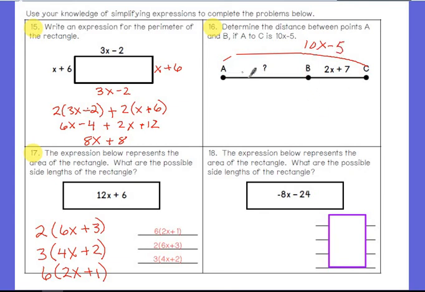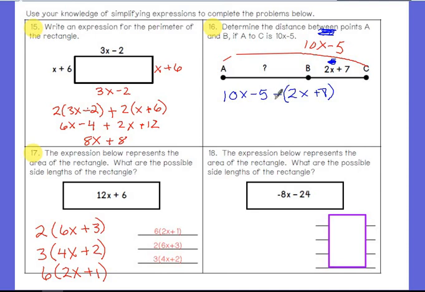Okay, I need to figure out what this little part is. I know this part is 2x plus 7. Well, if I knew that this was 20 and this was 5, how would I find this line? You would obviously have to subtract. Okay, it's not 20, I'm just saying if it was. So I need to take this whole length and subtract off this part to find how long this part is. So I'm going to write 10x minus 5. It needs to subtract off 2x plus 7, and that whole thing needs to be subtracted off.